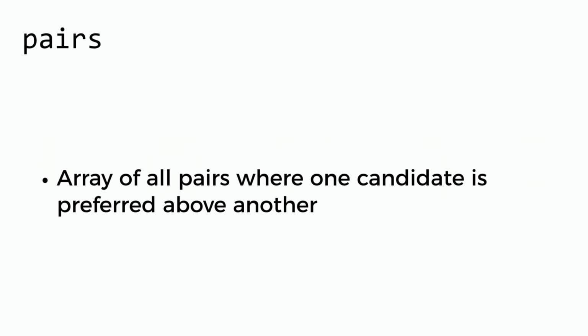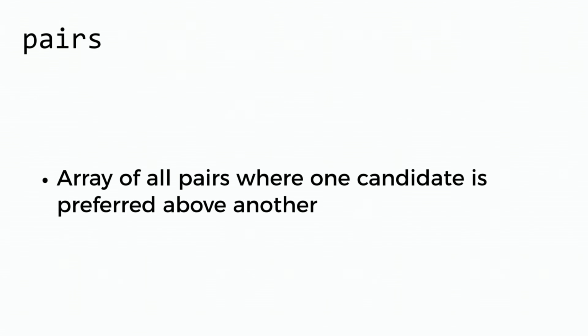We can store all of these pairs in an array of pairs, which is going to store all of the pairs where one candidate is preferred above another. In particular, if there's a pair of candidates where technically they're tied and one of them is not preferred over the other, we're not going to add them to the pairs array at all, because there's not going to be an edge from one candidate to the other.